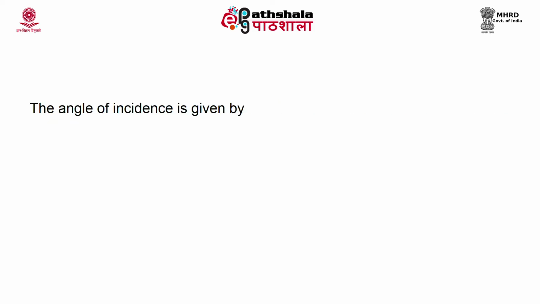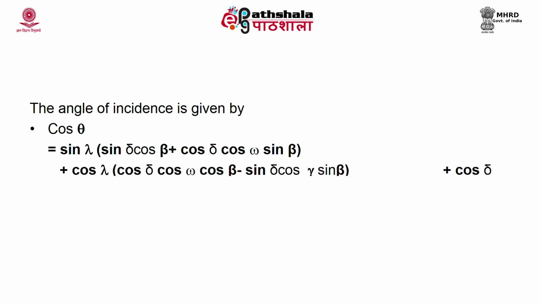Now, we will see the angle between the incident beam and the normal to the inclined surface, that is denoted as theta. The angle of incidence can be estimated as cos theta is equal to sin lambda multiplied by sin delta cos beta plus cos delta cos omega sin beta.